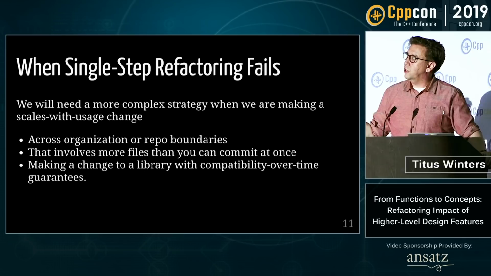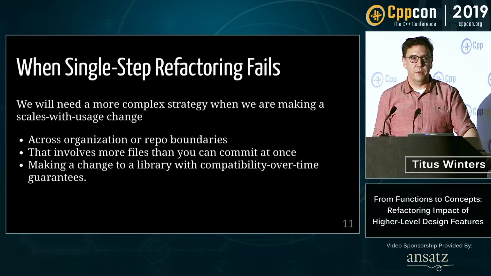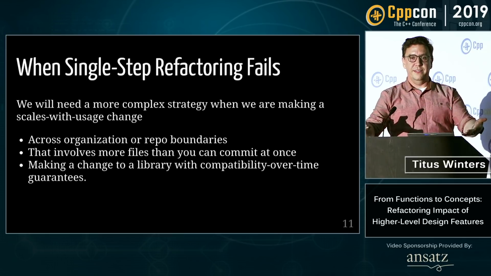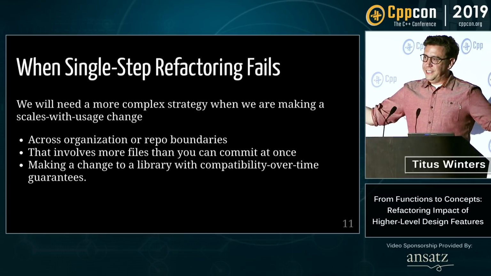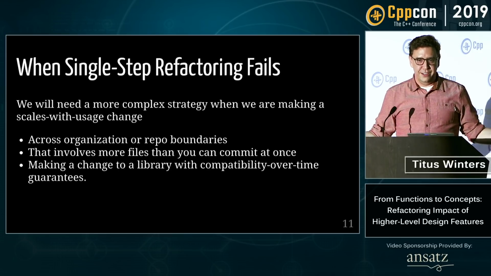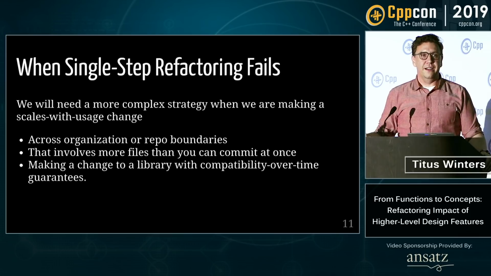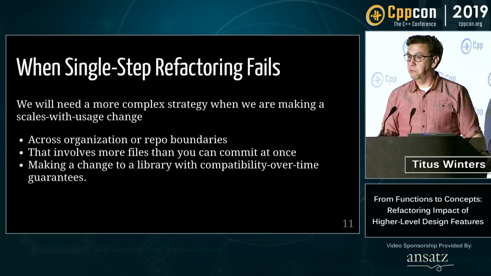Right? If you're trying to make a change across organizational or repository boundaries, say you implement a standard library and you don't see all of the users of your standard library, right? You're going to have to rely on harder refactorings because you can't just do a global find replace. Make sense?